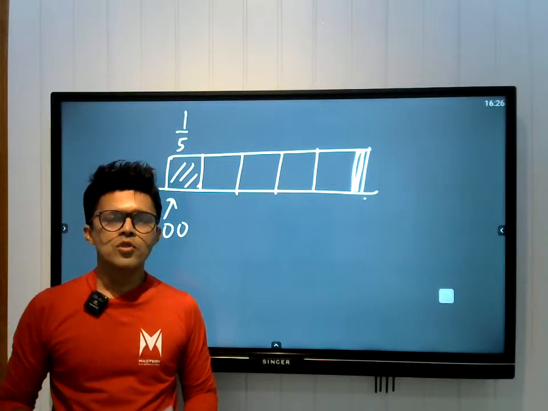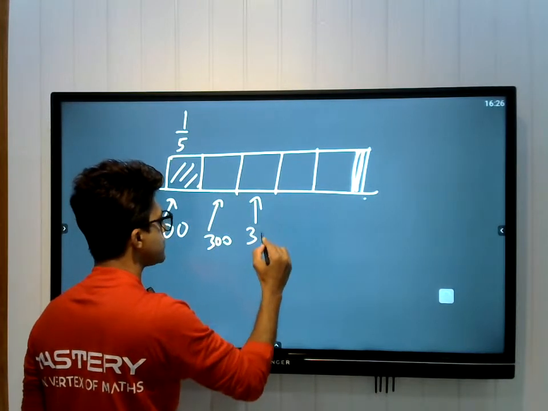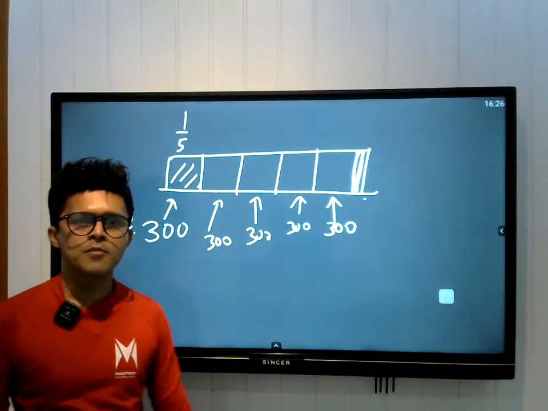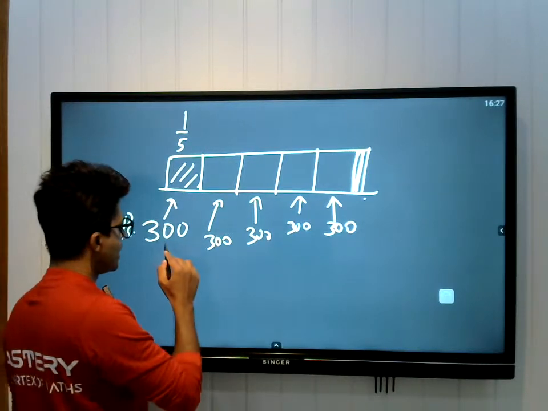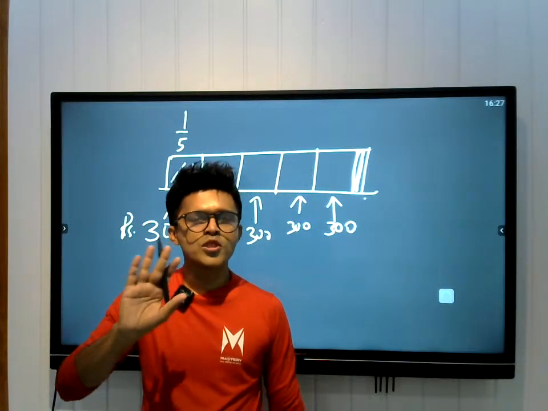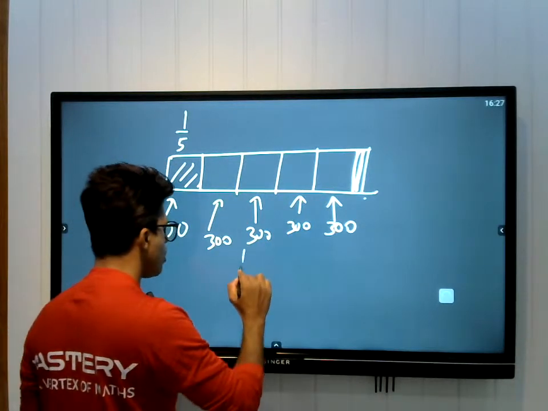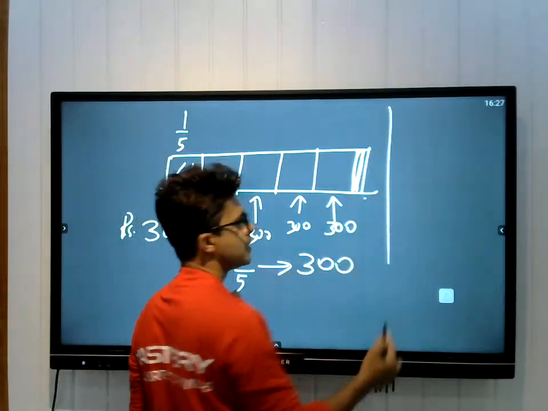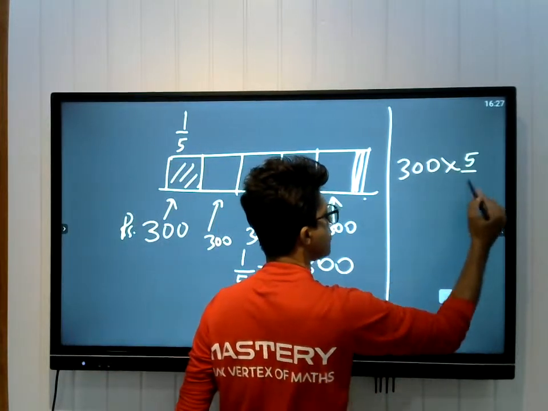Here 300 rupees, here 300 rupees, here 300 rupees, here also 300 rupees. Then 300 times 5. What is it? Yes, 1500. That's the answer: 300 plus 300 plus 300 plus 300 plus 300. But we do not use this method. We get the reciprocal of 1/5, so we multiply that 300 into 5 and divide by 1.